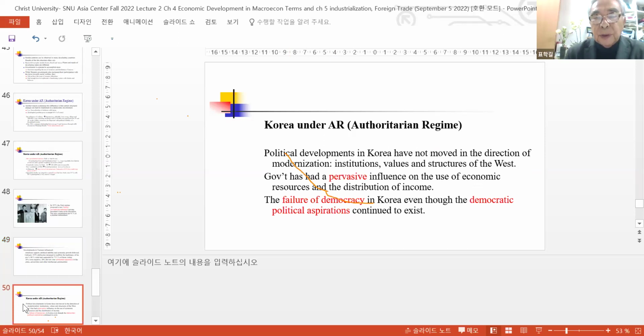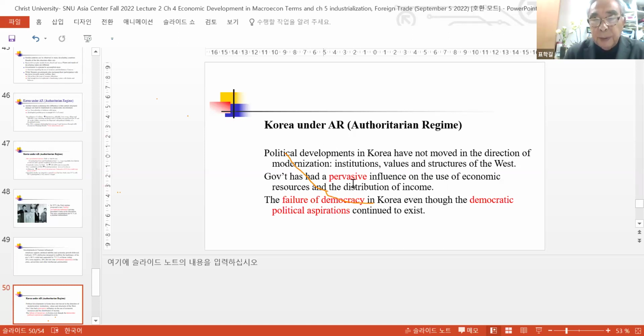So Korea under an authoritarian regime: political developments in Korea have not moved in the direction of modernization, institutions, values, and structure of the West. This is the evaluation by the authors, Mason et al., evaluating Korea under the authoritarian regime.